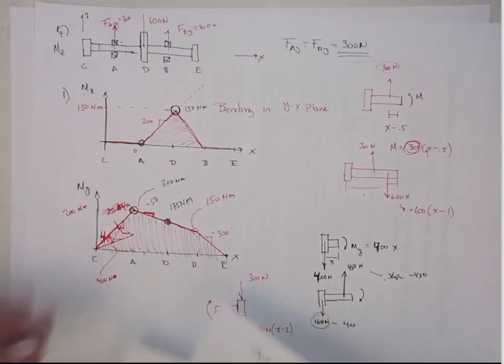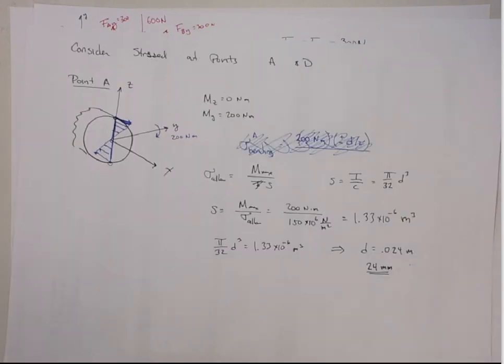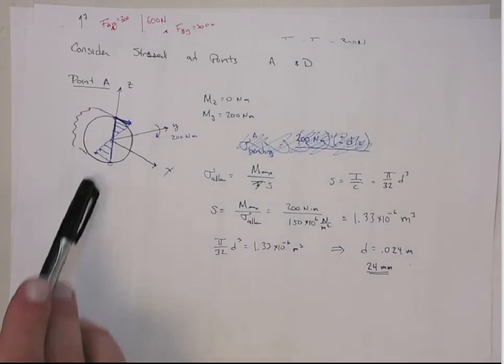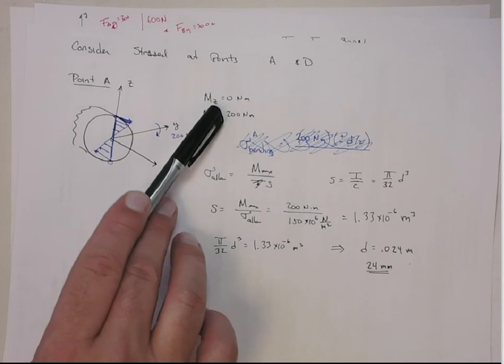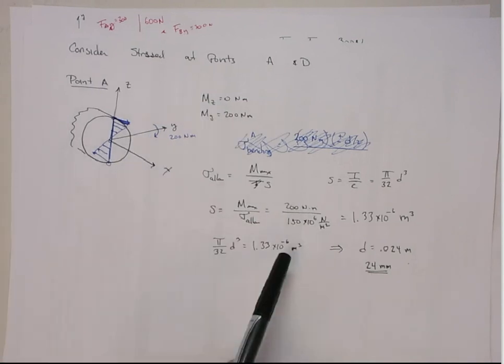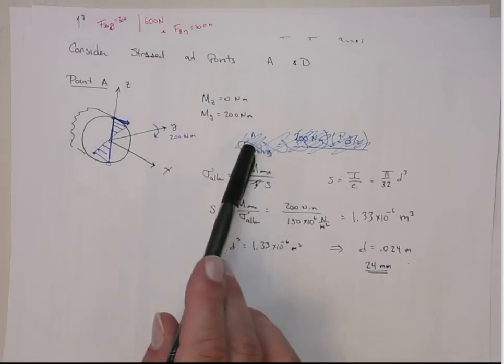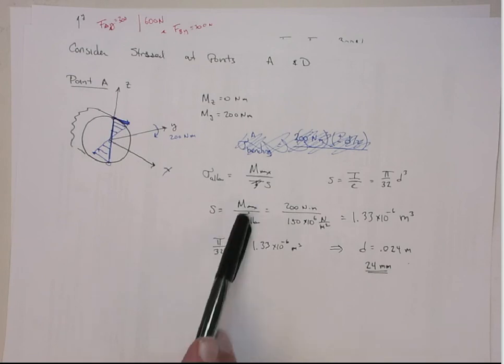So we want to consider both of those points. We have to consider the combined stress, the combined bending moment problem. At point A, it's simple because the z moment vanishes. Okay? So you know that the shape factor has to equal the maximum bending moment over the allowable stress. Now doing the same thing at point D.